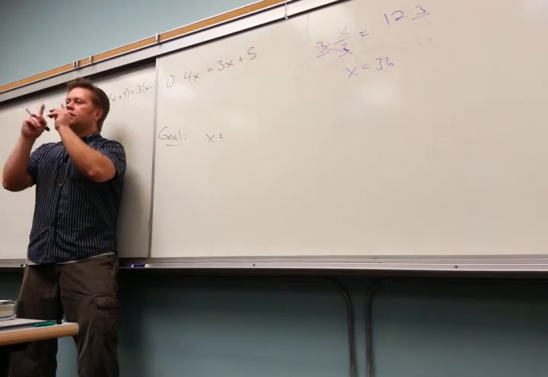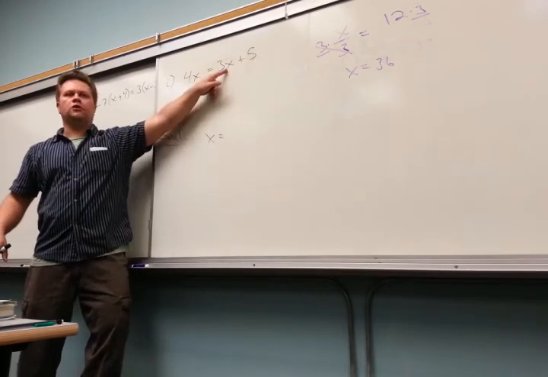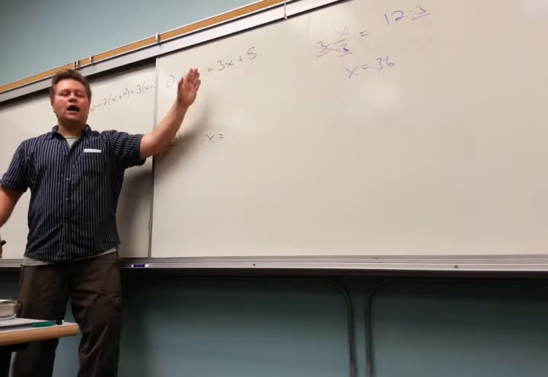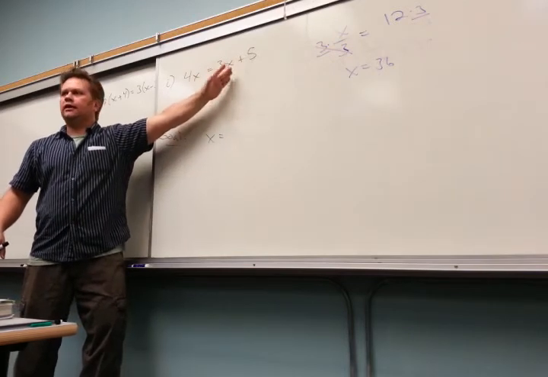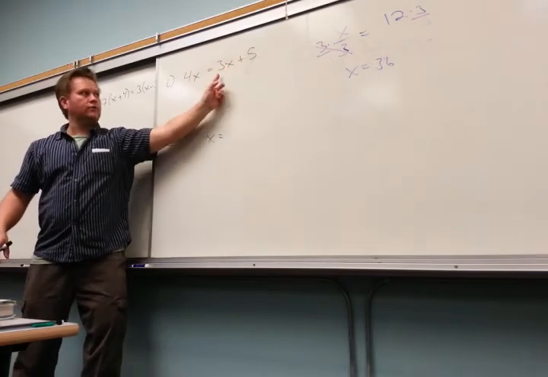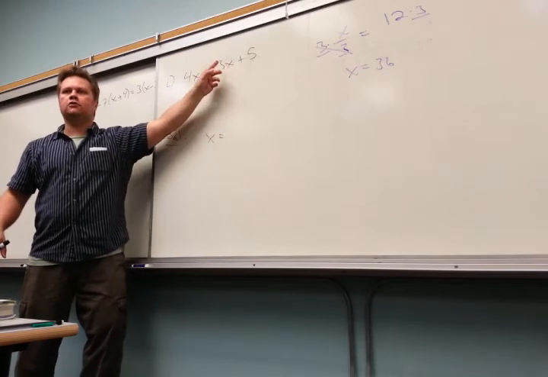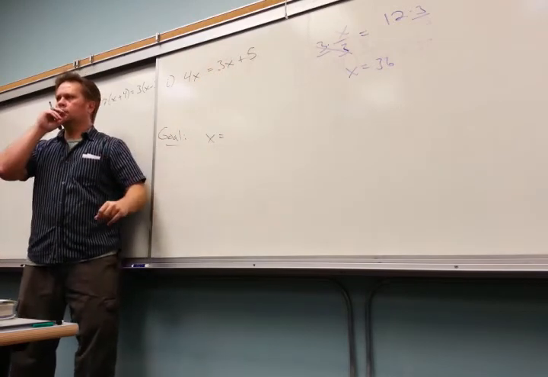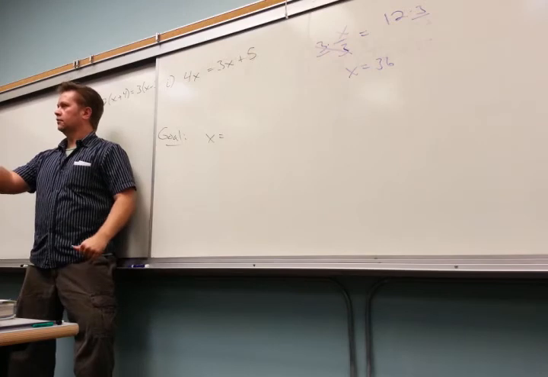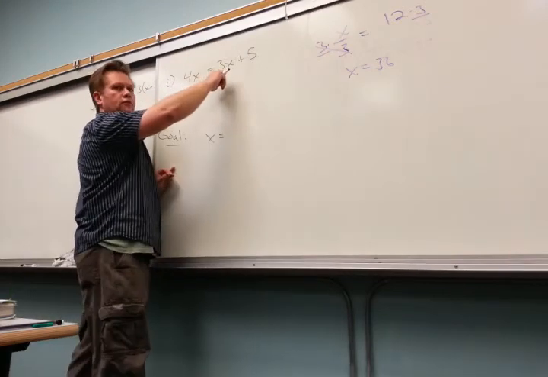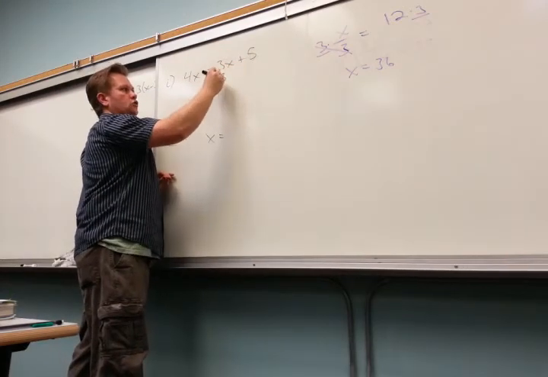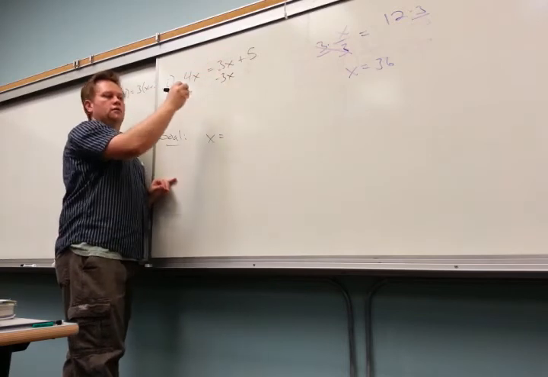So if you want to move something from one side to the other, I want to get my x's together. I want them to cancel on this side. I don't want the x's on this side, do I? So how do I kill those 3 x's there? How do I make that 3x go away? By subtracting. Subtract it. I love it. Because right now it's positive 3x plus 5. I subtract 3x to make that go away.